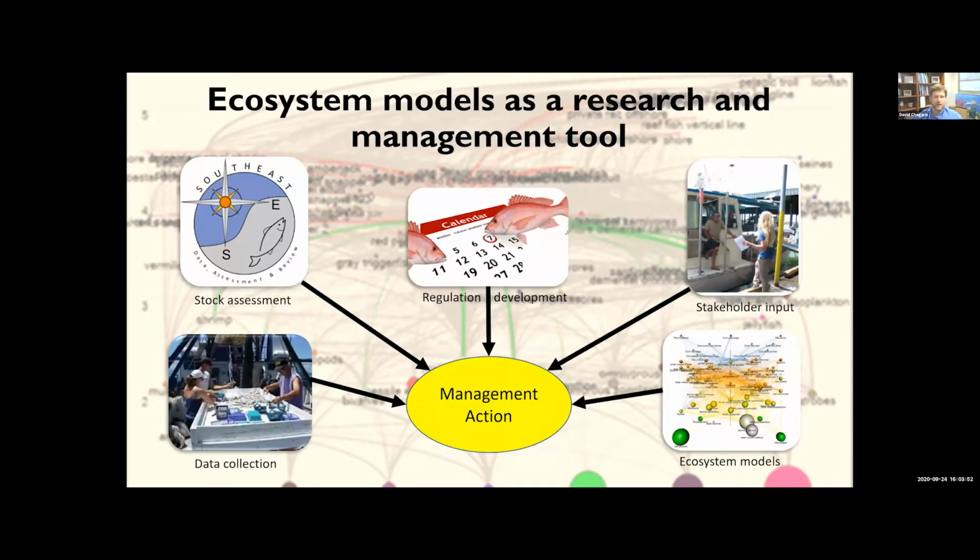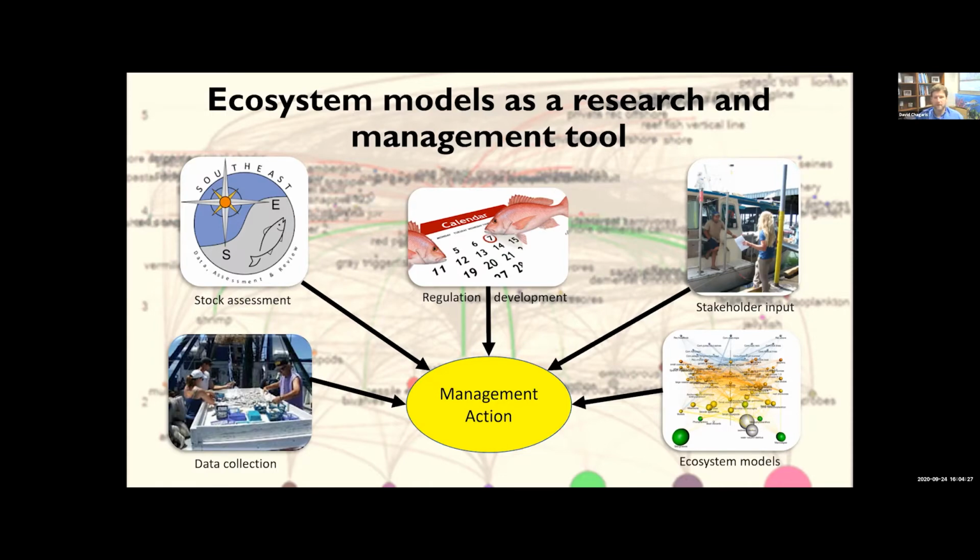I'll highlight a couple of their projects. Before I go on, it's good to think about where ecosystem models fit in terms of fisheries management. When a fisheries management action is taken, a lot of things go into that, including stock assessments, data collection, and stakeholder input. There's a separate process for developing regulations. And then there are ecosystem models over here on the side that don't have an official place in this, but we're working hard to plug into the existing management framework. And of course, all these different components feed into each other as well.